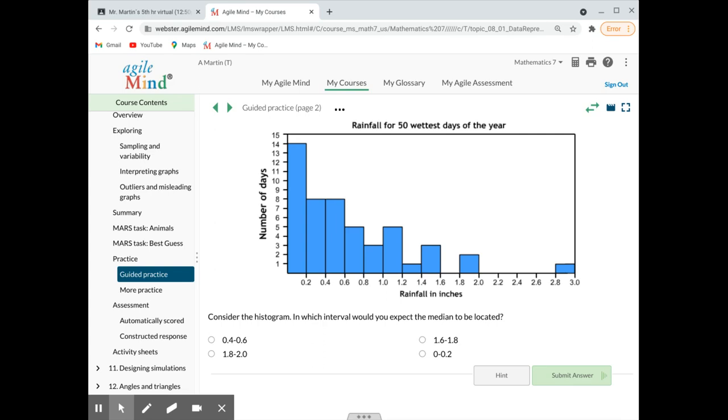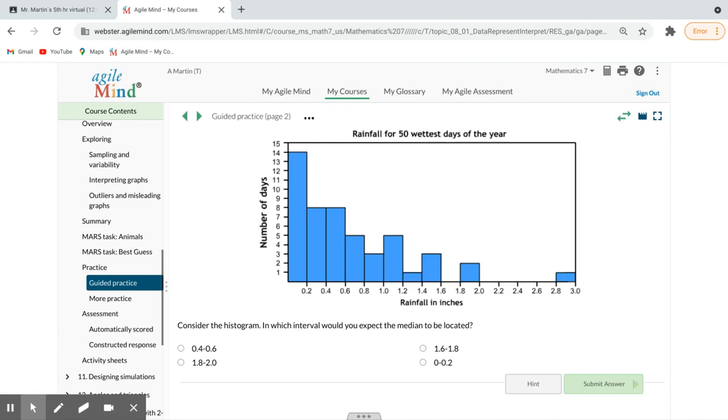Yes, sir. Consider the histogram. In which interval would you expect the median to be located? I would say the interval 0.4 to 0.6. And the reason I say that is because when you look at it, it looks like half the data is on the left side of that and half the data is on the right side of that. All right, so to the left of that, looks like we got about 50%, and to the right, okay?